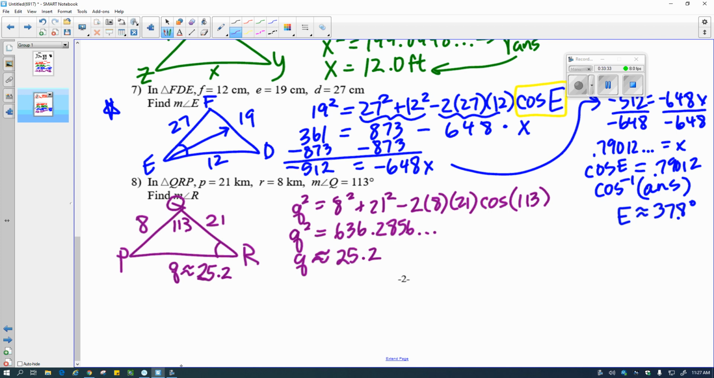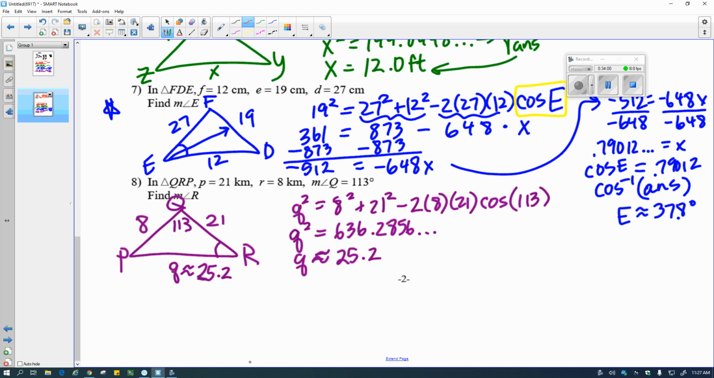Because you have the sine of 113 over 25.2 would be the sine of R over 8. So you could do the law of sines. But again, to keep it consistent on the law of cosines page, I'm going to do the law of cosines and run through that to get extra practice on it. So I'm going to change my color. And we'll set this up to find angle R.